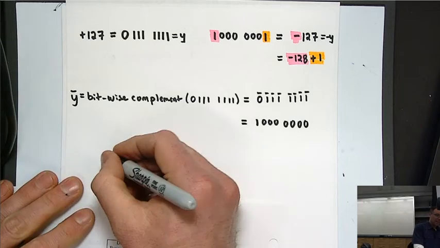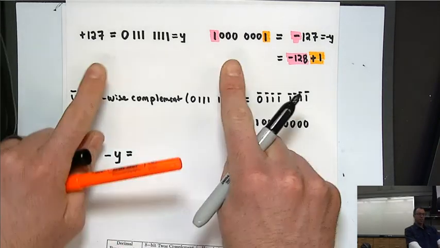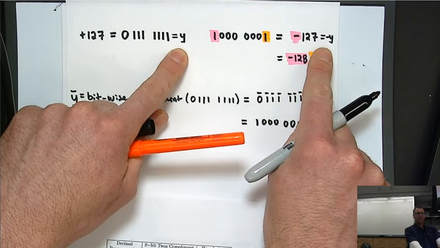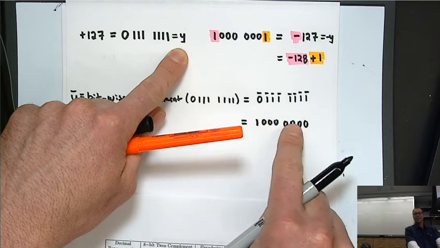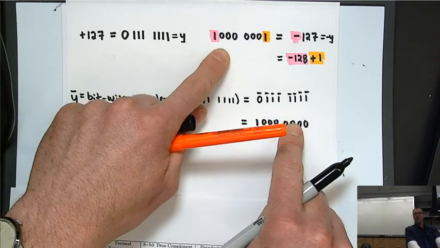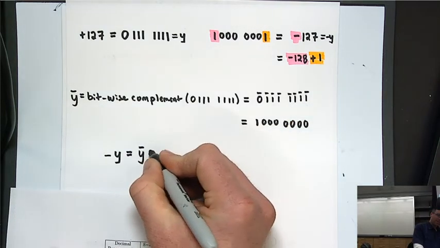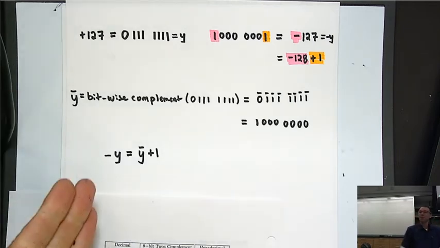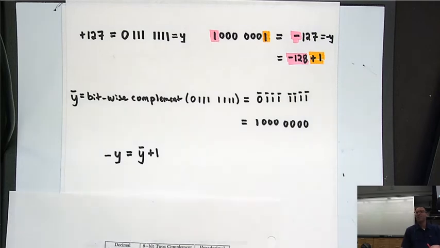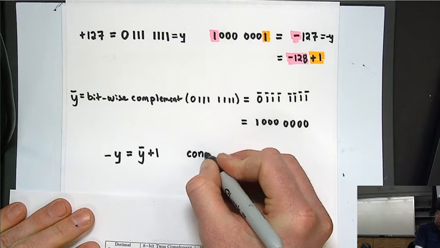So let me ask you this. What's the connection between y and negative y? What would you need to do to y hat to get negative y? Guess what you've just done? You've come up with a conjecture on how to get a 2's complement number from the corresponding positive number. So this is a conjecture. We have not yet proved this conjecture.